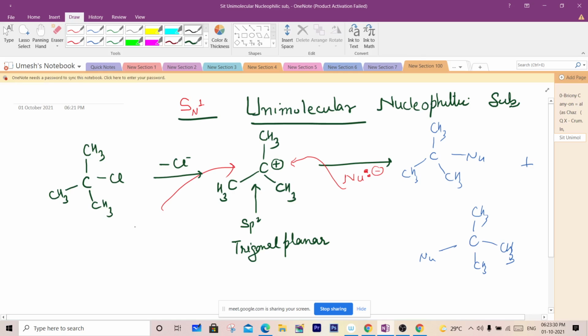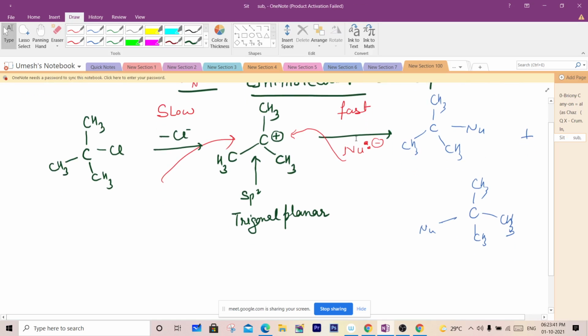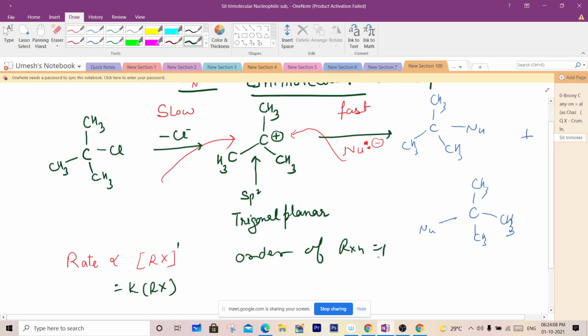So in this reaction, a two-step process, the first step is slow and the second step is fast. Rate of reaction depends upon which step, slow or fast? Slow step. In the slow step, we have only one reactant, that is the haloalkane. It means the rate does not depend upon the concentration of the nucleophile, but only upon the concentration of the haloalkane. So rate equals k[RX]. It depends upon only one molecule, so I can say the order of reaction is equal to 1. And that is why we say it is SN1.